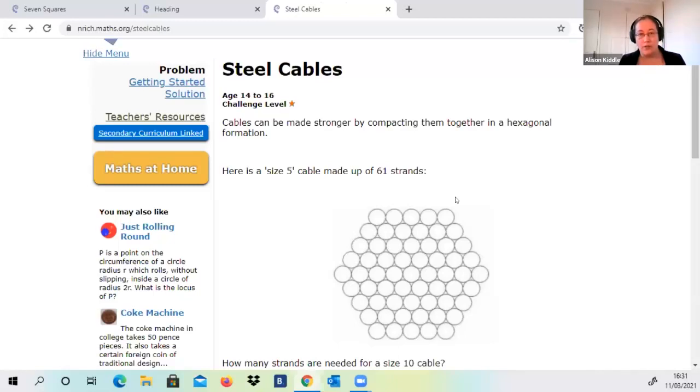If you are convinced and you want to think about a follow-up question, there is a suggestion that the next thing you might want to work out is the number of strands needed for a size 10 cable. So don't pop your answer to that one in the chat just yet, because that feels like a bit of a spoiler. But if you want to think about it and work on it, then you can. So just going to give you a moment to think.